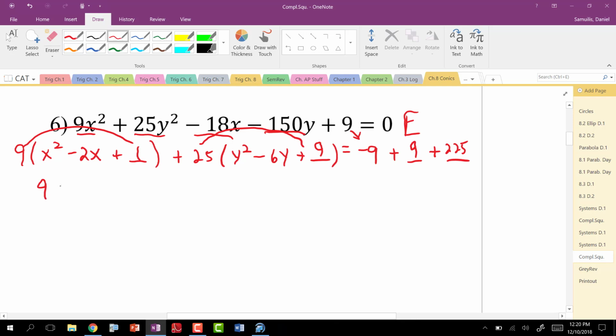Next step is to speed this up: 9 times (x minus 1) squared.